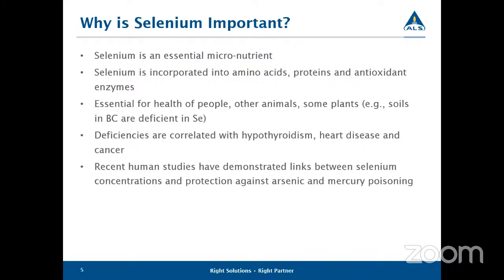So why is selenium important? Selenium is an essential micronutrient. It is incorporated into amino acids, proteins, and antioxidant enzymes. It is essential for the health of people and animals and some plants. An interesting note is that a lot of the soils in British Columbia are deficient in selenium, so it's often added in fertilizers.